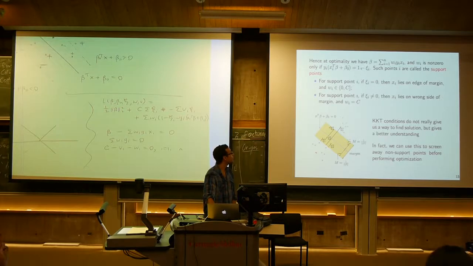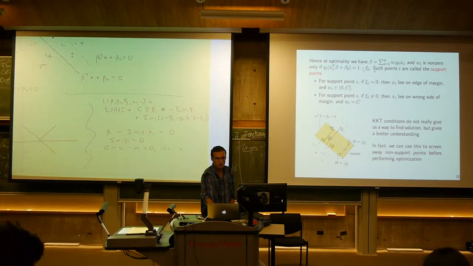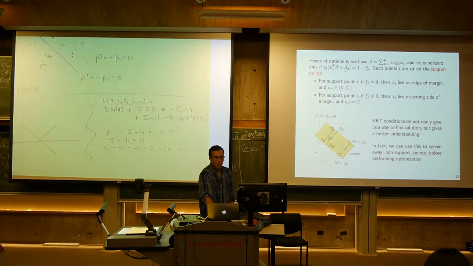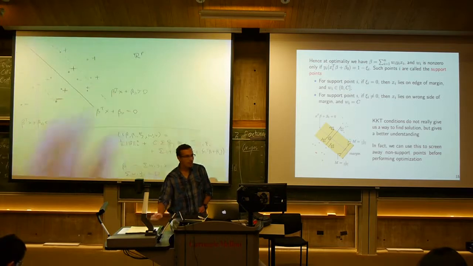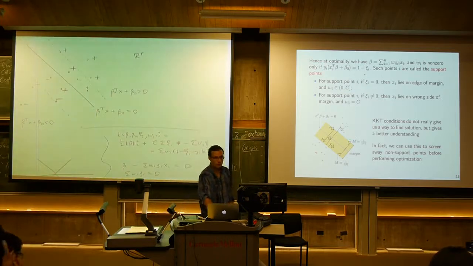Okay, it's only non-zero when this is true. And these points are called the support points among the data set. That's hence the name support vector machine. So points for which we actually have an equality in this constraint are called support points. So let's think about two cases for support points that have to do with this picture. Support points are ones for which this is actually an equality, right?